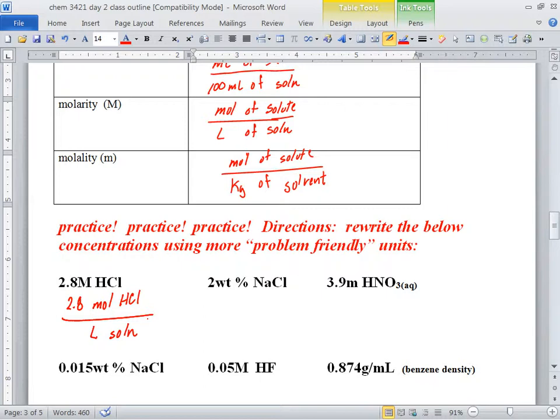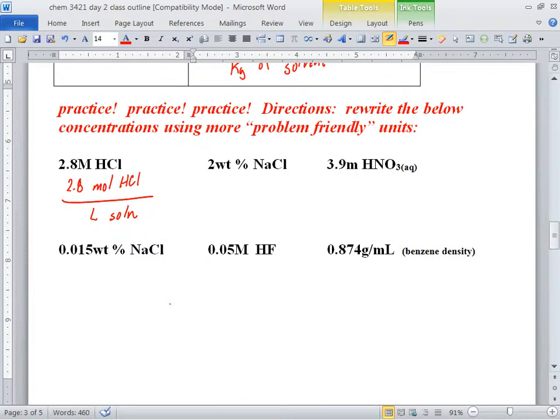Yes? I was confused about the density one up there that we did a while ago. It's the density of what? Anything. Let's jump down to that one, Ricky. It's the one over here in the corner. We have 0.874 grams per milliliter of this benzene. That's the density of benzene.